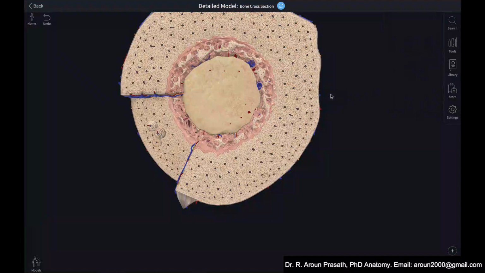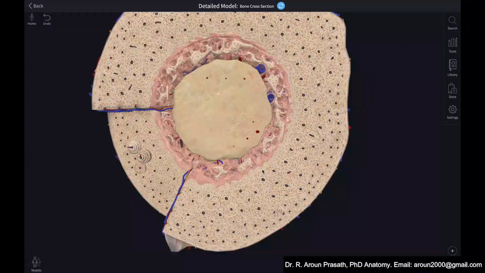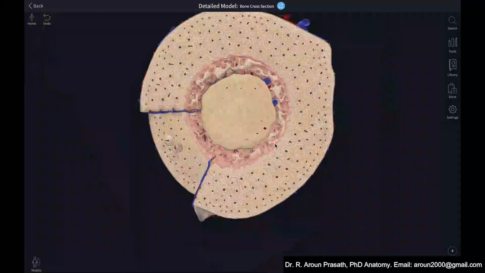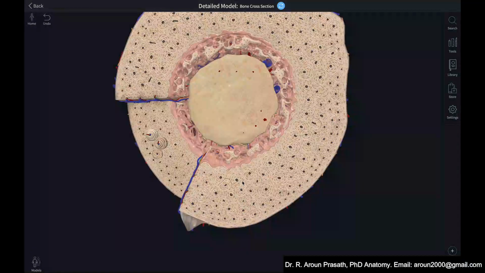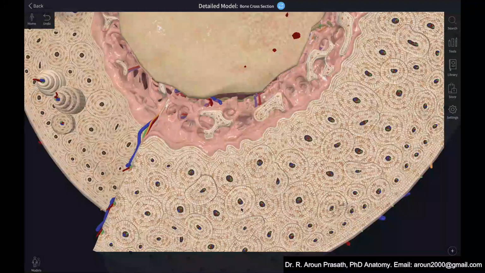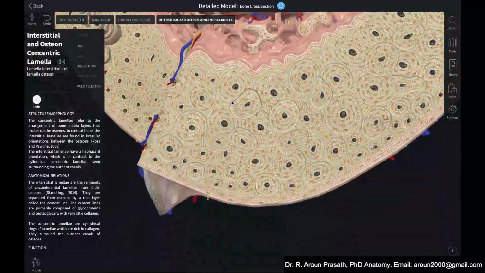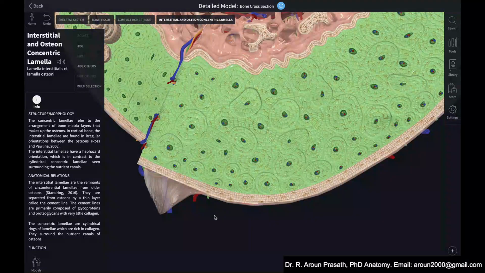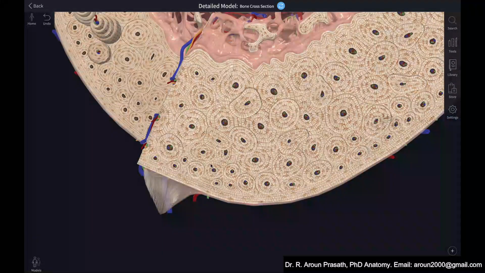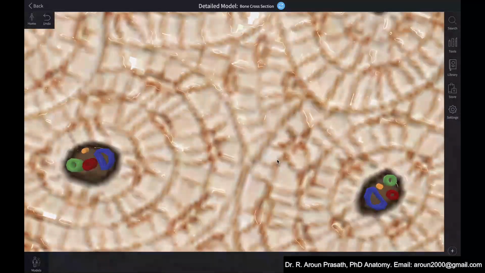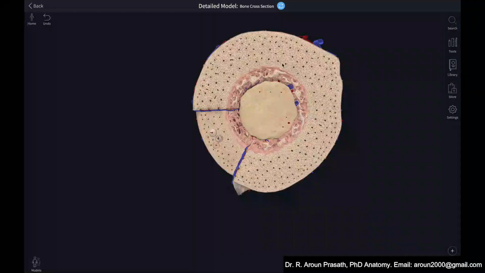Now if you look closely, this is one circle, this is another circle. All these circles are placed in a circumferential manner. That is what we call circumferential lamellae.